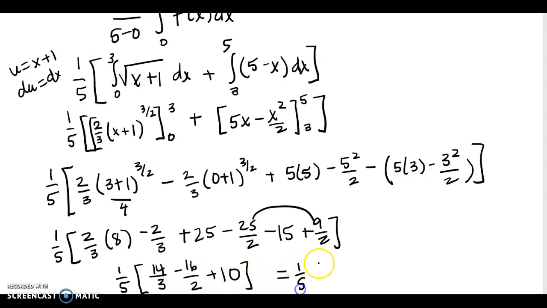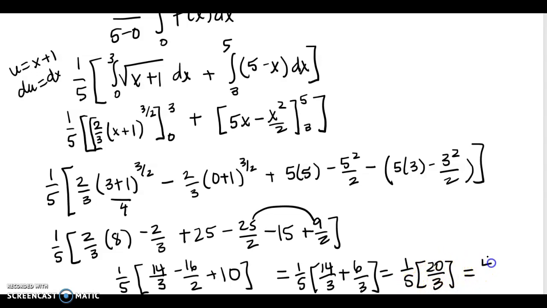So we have 1/5 times 14 over 3 plus 2, which would be 6 over 3. So 1/5 of 20/3. And I can simplify the 20 over 5, that's just 4. My answer is 4/3. So you can see lots of places where you would make a mistake within that, which is why you really just want to leave your answer up here if you're on a free response.